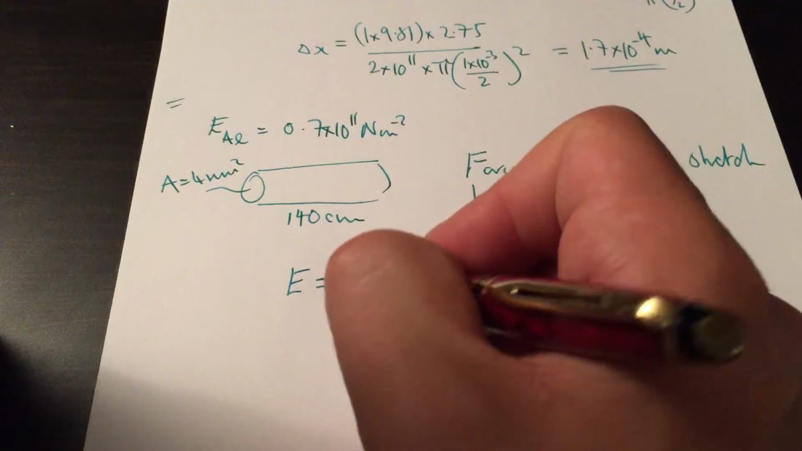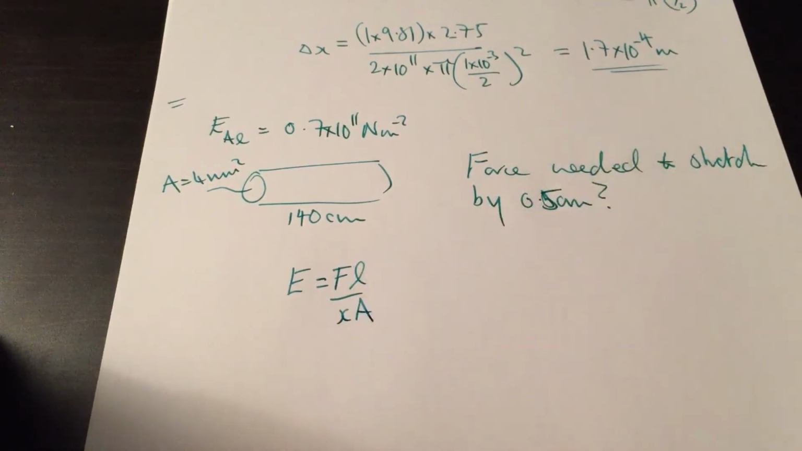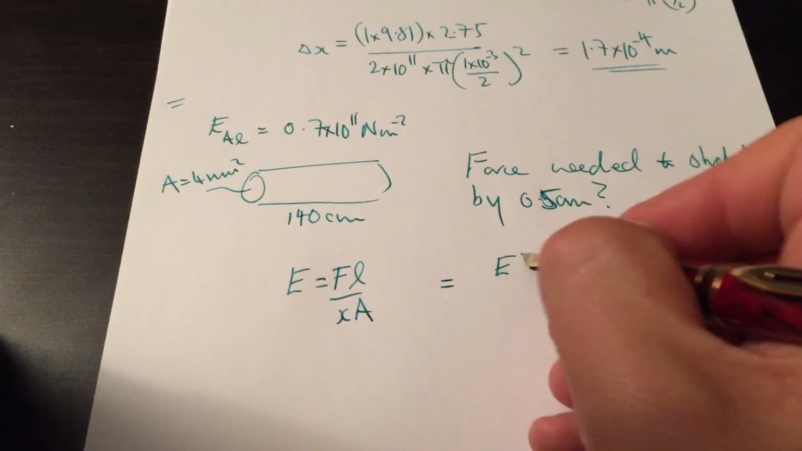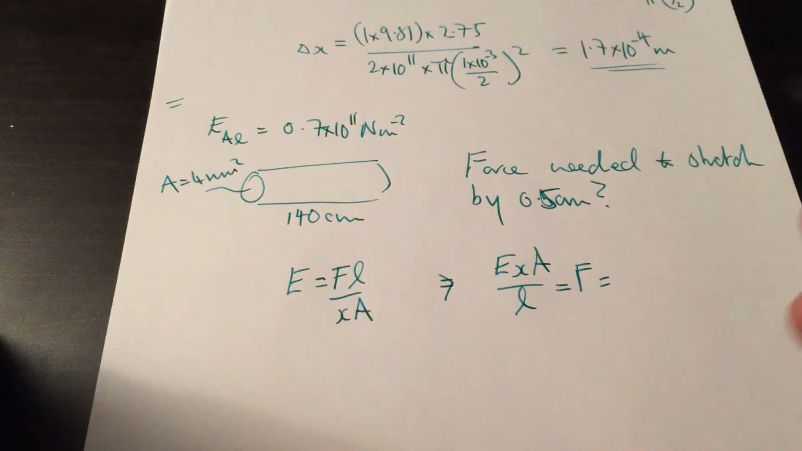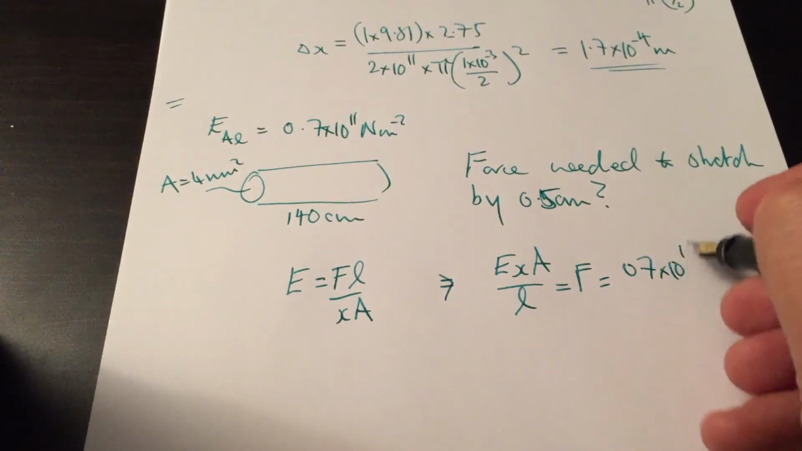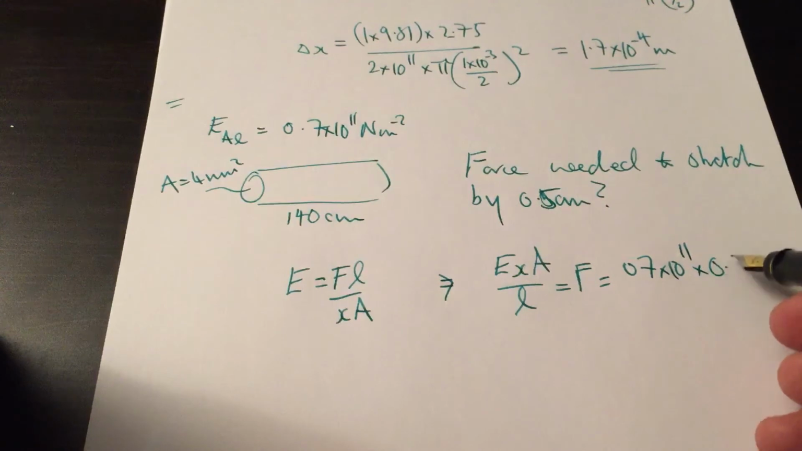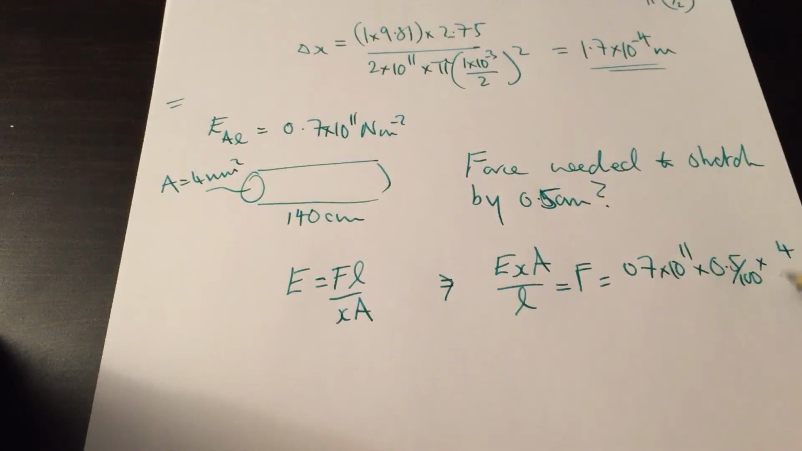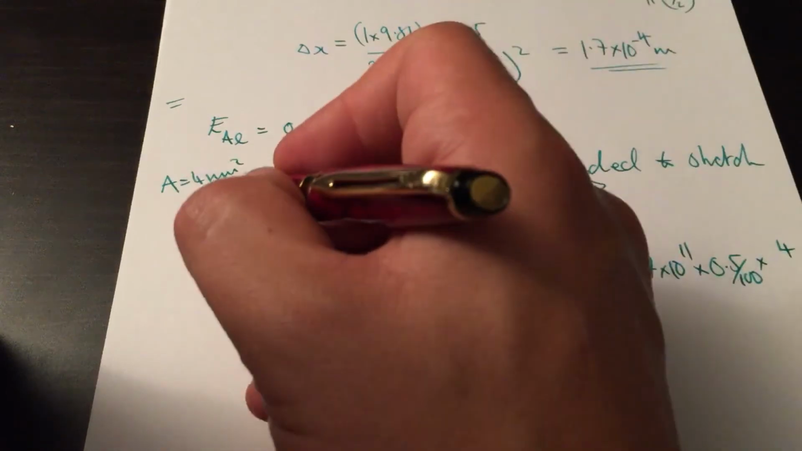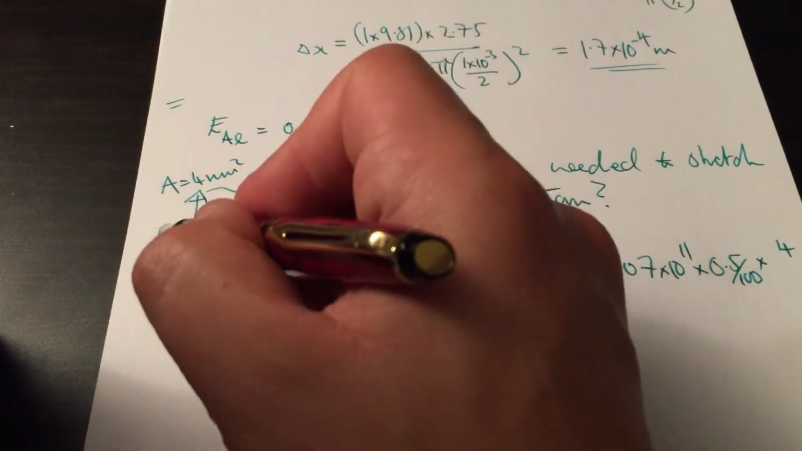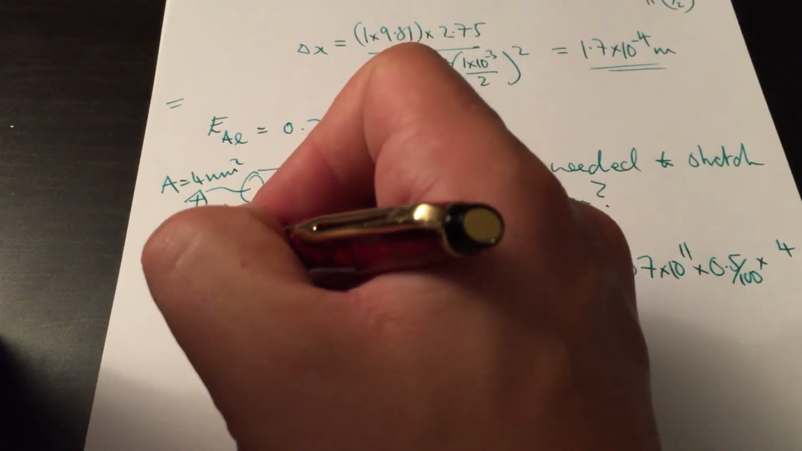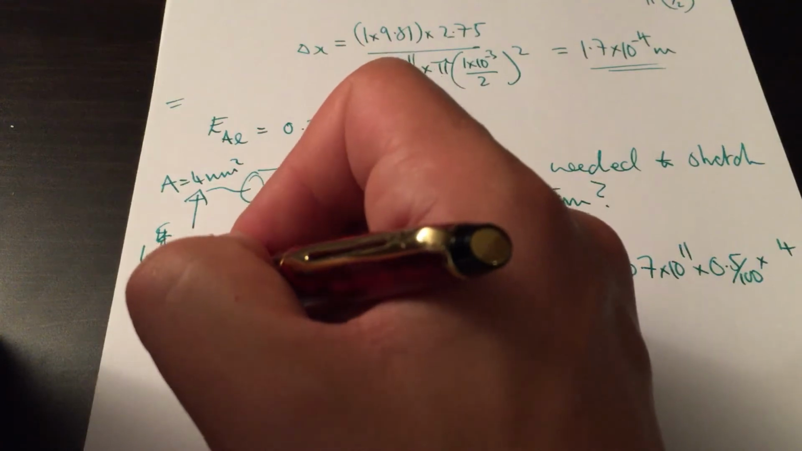Okay, so Young's modulus is, I'll make the shortcut here, and we're looking for the force required, so that becomes EXA over L, which is Young's modulus 0.7 times 10 to the 11. The extension is 0.5 in centimetres, convert it into metres. Multiply that by the area, which is 4 millimetres squared. So how do you change millimetre squared into metre squared? I'd suggest it is as simple as saying 1 millimetre by 1 millimetre.